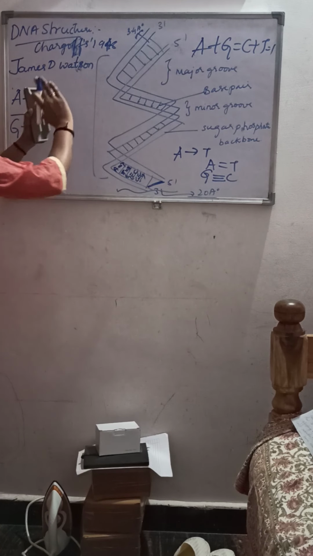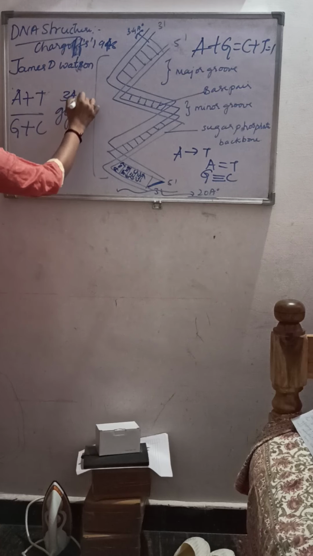And one full turn, you can see this one full turn of the helix, what do we call that one full turn? Gyri. So what is the distance between the two nitrogenous bases? It is 20 Angstrom. That one turn of the helix is called a gyri, which measures what? 34 Angstrom.